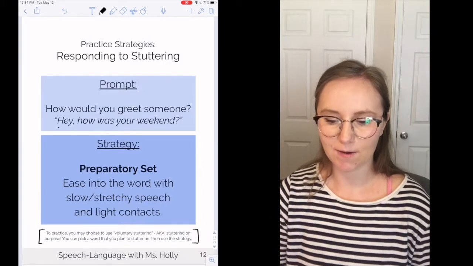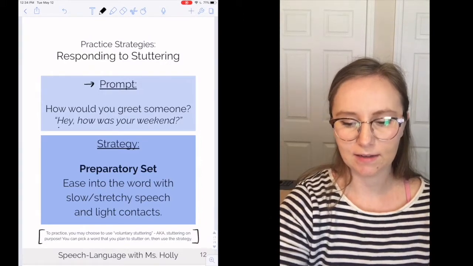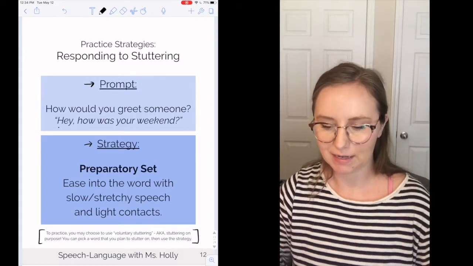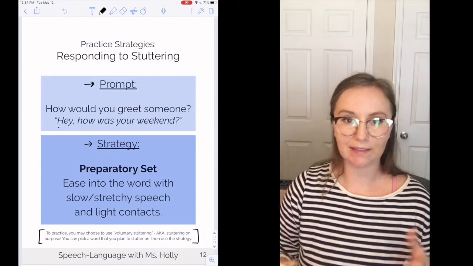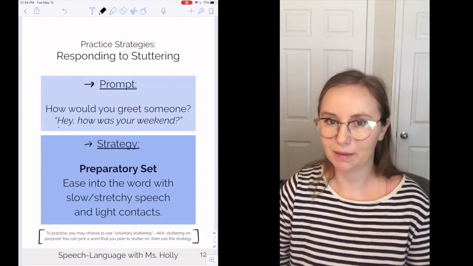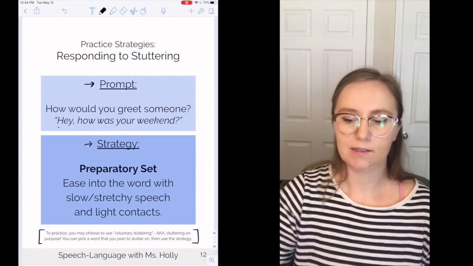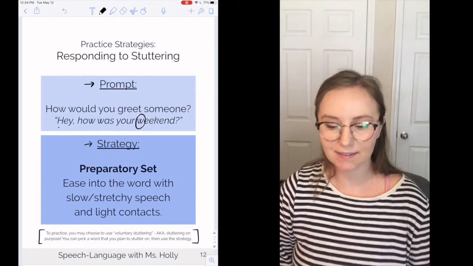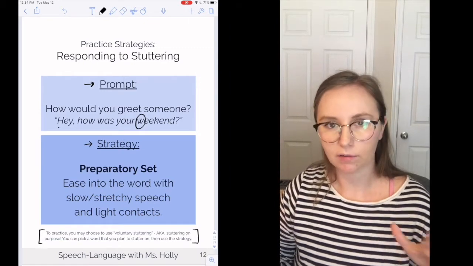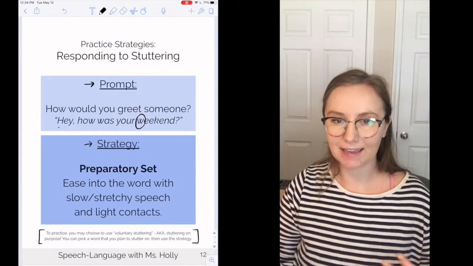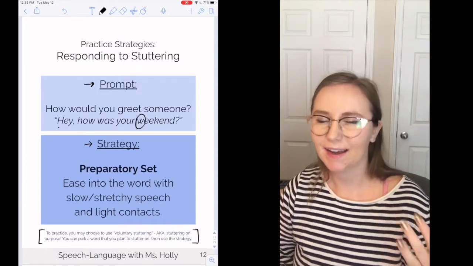Okay, so we've got a prompt and a strategy. The prompt is, how would you greet somebody? And the strategy is using that preparatory set. So we're going to ease into the word that we might plan to feel a little tense on. So I'm going to plan to feel tense on weekend, and I'm just going to go into it with really stretchy speech. Hey, how was your weekend? So I kind of stretched it out.